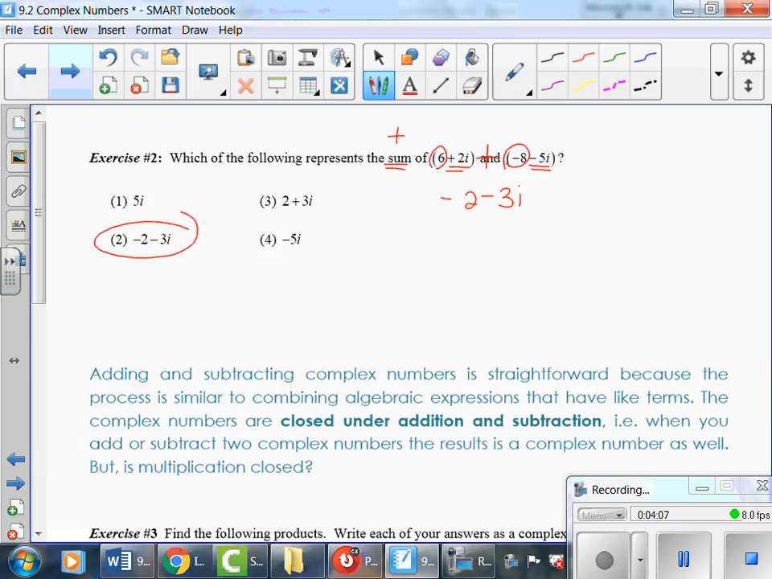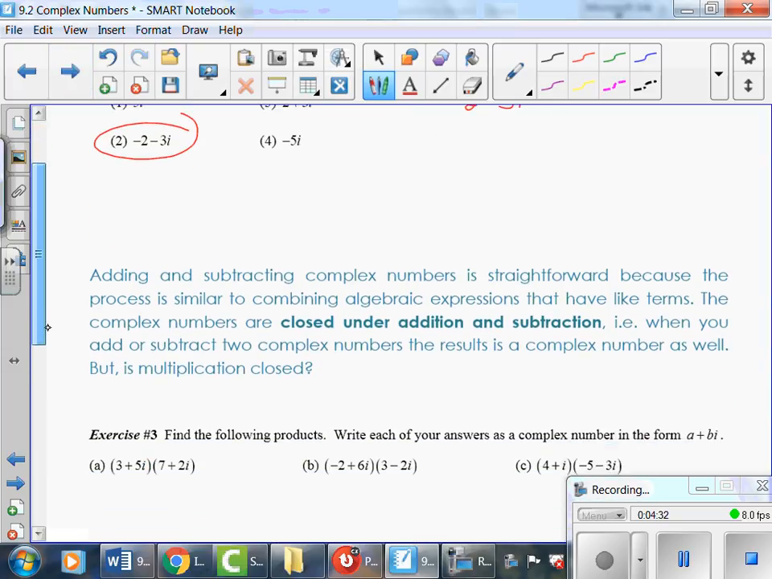So adding and subtracting complex numbers is straightforward because the process is similar to combining algebraic expressions that have like terms. The complex numbers are closed under addition and subtraction. i.e. means in other words. So in other words, when you add or subtract two complex numbers, the result is still a complex number, okay? But is multiplication closed? So let's see what happens there.